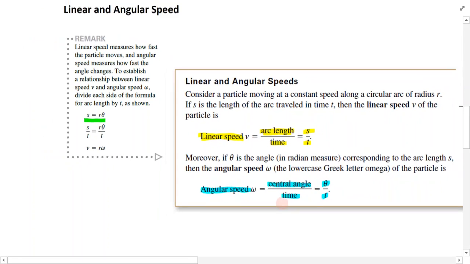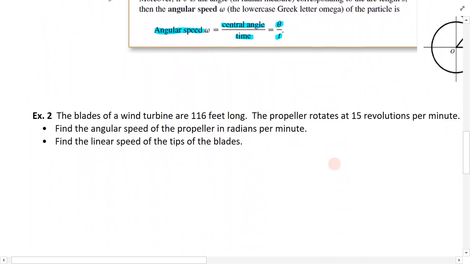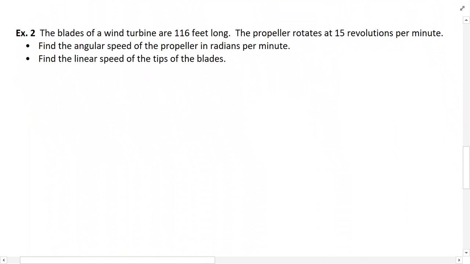Well, let's look at an example that we might come in contact with. This happens to say we have wind turbines. Hopefully all of us are pretty familiar with these wind turbines. We see them a lot now out in the countryside or even along the side of the highways. So we have the blades of a wind turbine, which are 116 feet long. And we know that the propeller is going to rotate at 15 revolutions per minute. We want to find the angular speed of the propeller in radians per minute. And we also want to find the linear speed at the tip of the blade.